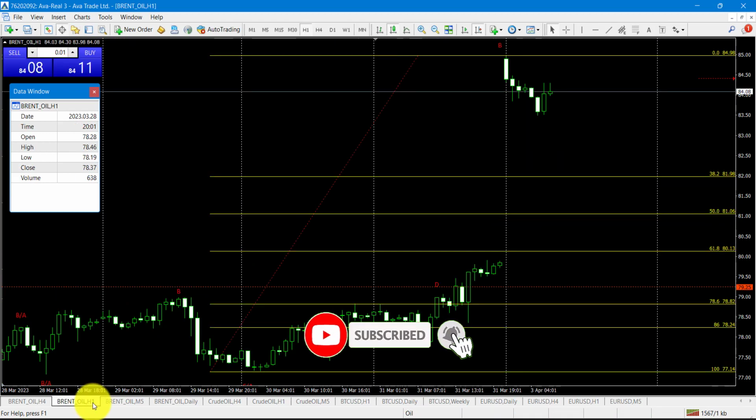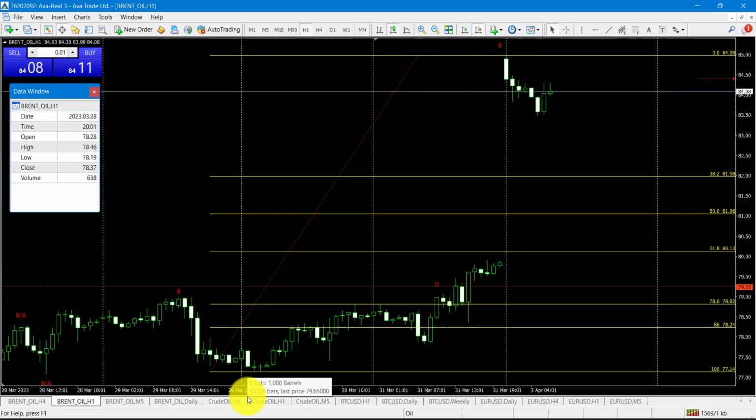For now, no trading opportunities on the horizon. We don't see anything on the pairs that we are looking at because of the gap open during Asia.